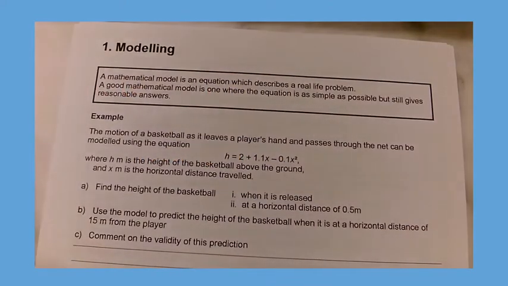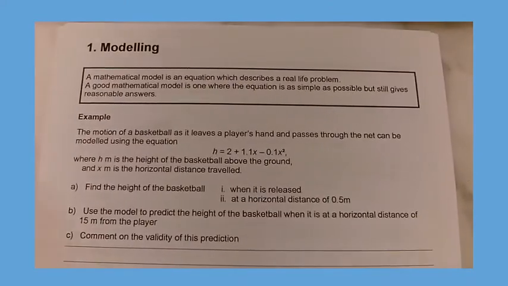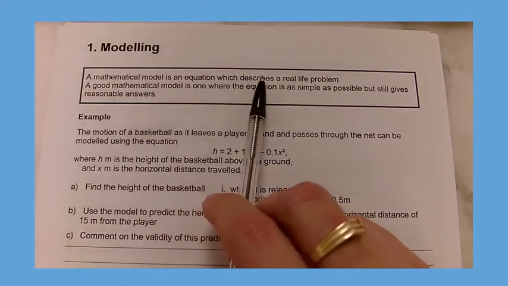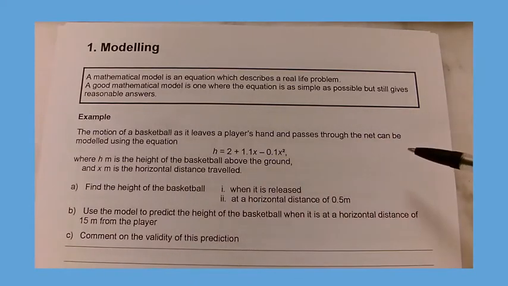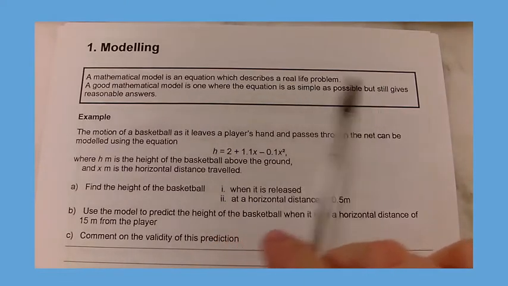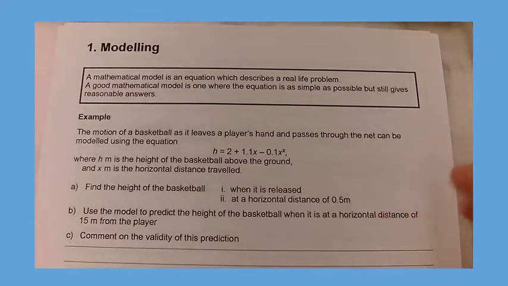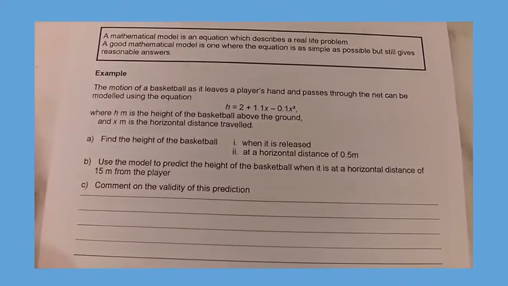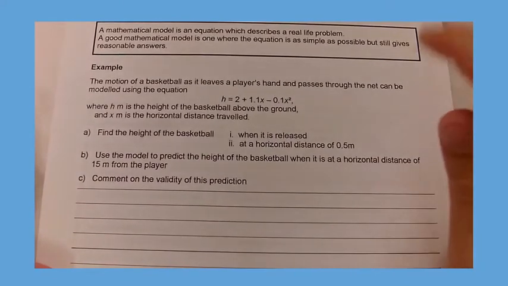Now you've already seen modelling before in Pure 1, quadratic modelling, straight line modelling, and you'll continue to see models in the Pure course and going into statistics. A mathematical model is basically an equation which describes a real life problem. Models are used everywhere in most real life situations. A good mathematical model is one where the equation is as simple as possible but still gives reasonable answers. As mathematicians, we like models to try and fit as much of the data as possible, or to try and be as realistic as possible.